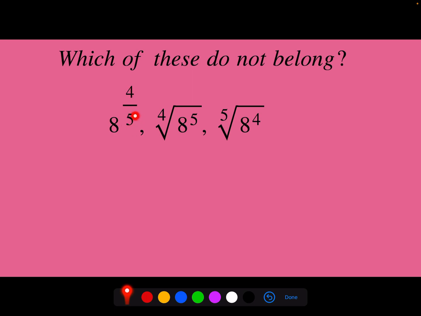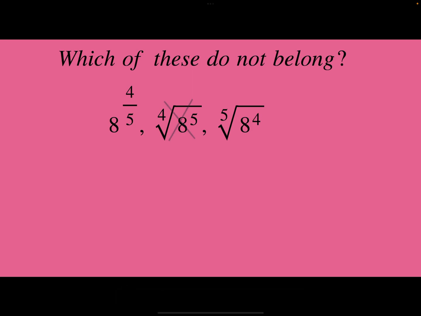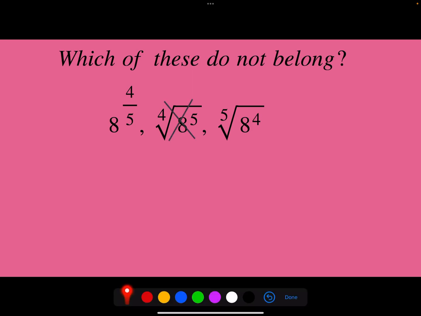the denominator is the root. So here, that denominator is going to be a 5, and that 4 stays as the top exponent. And so here we know this one can't be equal to. So this is not, so that, remember, the denominator is always the root, so those two can't be equal.